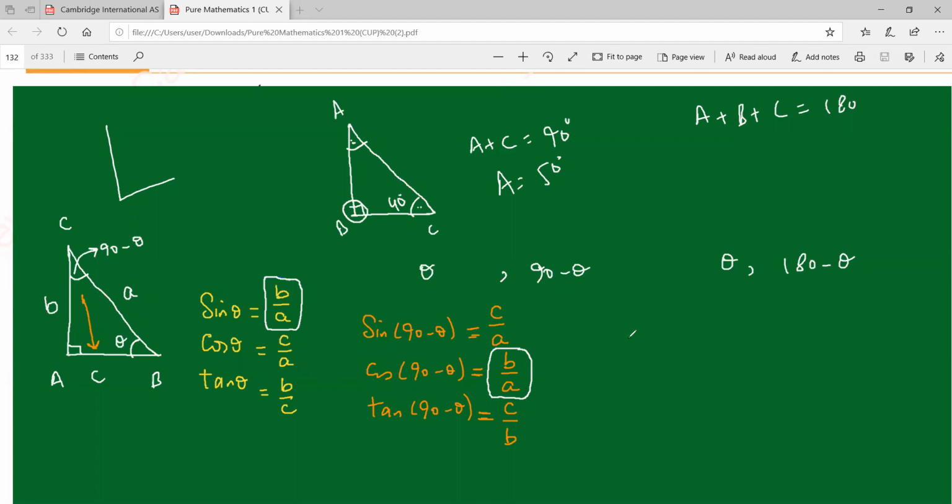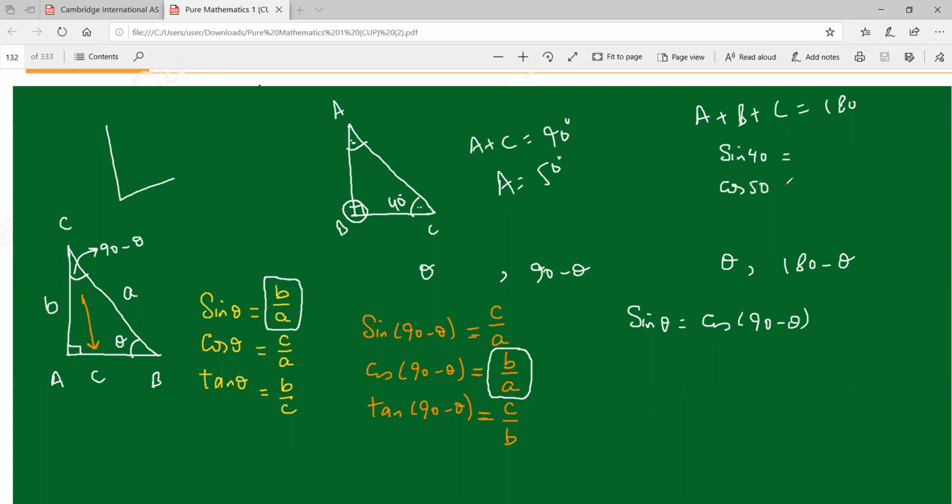Now look at this. This suggests that sine theta is the same as cos 90 minus theta. Remember, theta and 90 minus theta are two complementary angles. Now, if you have the calculators with you, please do it right now. Please find the value of sine 40. And then find the value of cos 50.